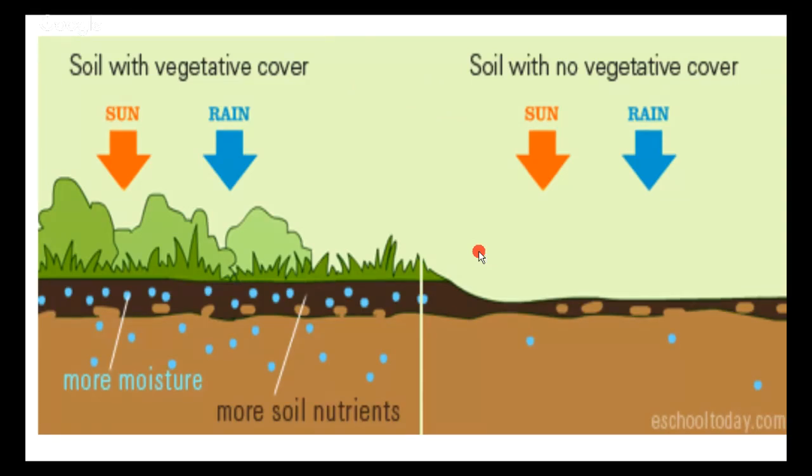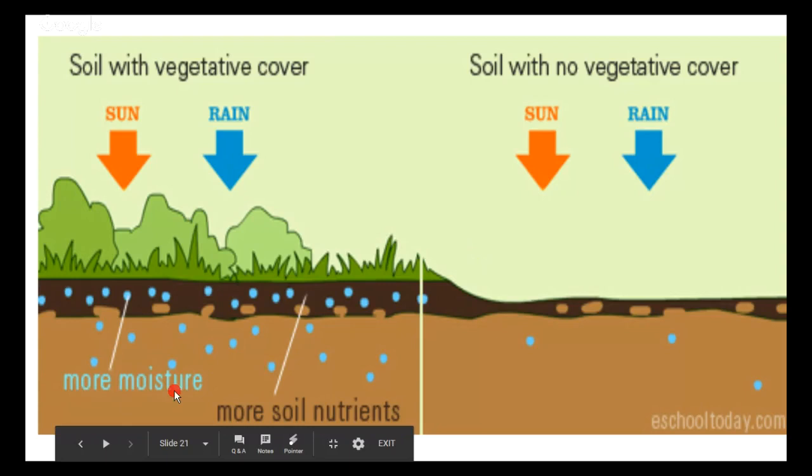So vegetative cover is important to the soil. How? It helps to keep in what? Moisture and soil nutrients. All right. So when we have soil without vegetative cover, we lose moisture and nutrients. More moisture, more nutrients. All right.